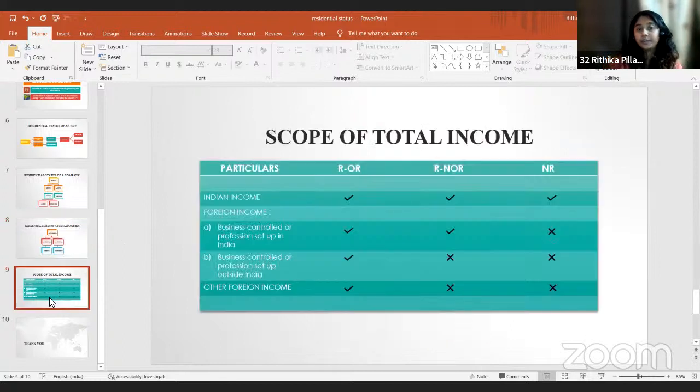Now, when it comes to scope of income, Indian income will be taxable for ROR, RNOR and NR, that is for all three of them. But foreign income will be taxable to ROR and RNOR when the profession or business is set up in India, and it will be taxable only to ROR if the business is controlled or the profession is set up outside India. And every other global income, that is foreign income, will be taxable only to ROR and won't be taxable to RNOR and NR. So that's it.